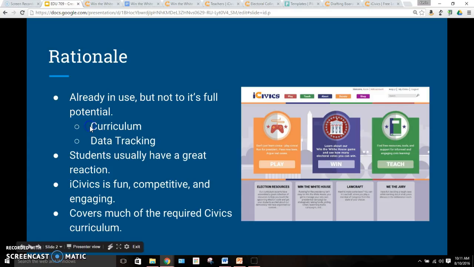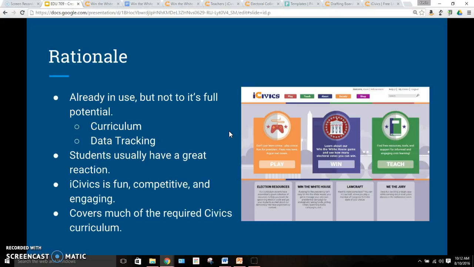Let's just jump right in. First of all, the rationale for both of my lessons that I created, both of which are using icivics.org. I chose this primarily because they are already in use. I use them each year in my class already. They fall in line right with my curriculum.